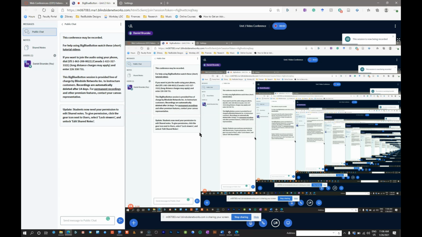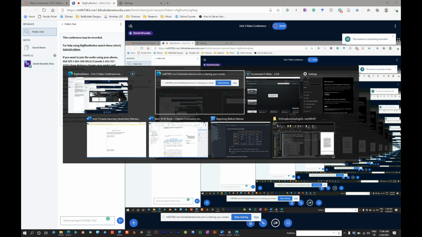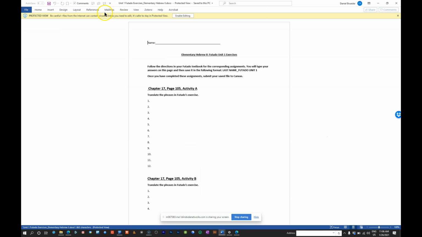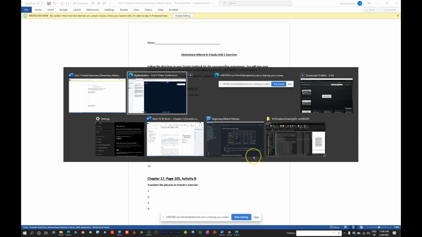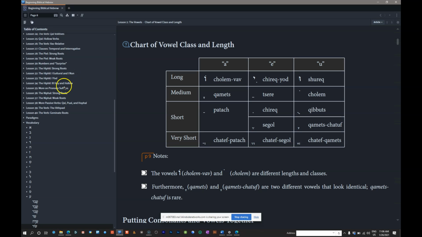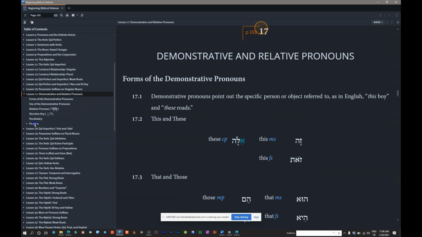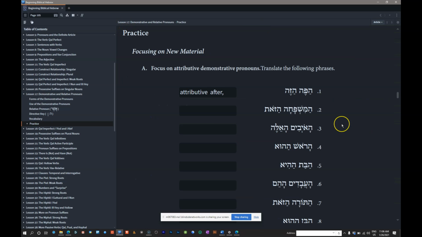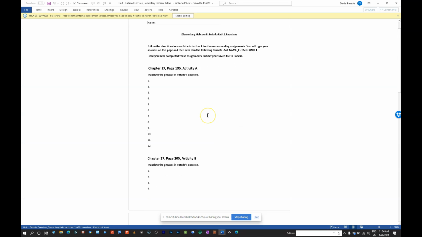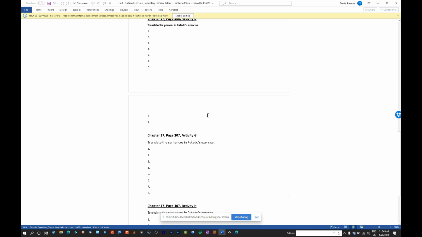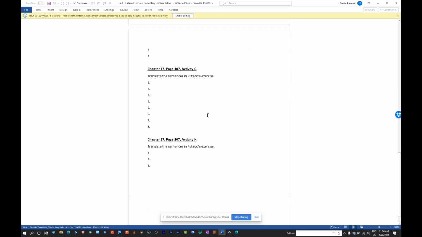We are going to jump in here to the Futato exercises for Unit 1. We're looking at Chapter 17 from last week. So let's pull that up in our textbook and look at the practice. We're looking at A, B, C, D, G, and H. So no E, no F.